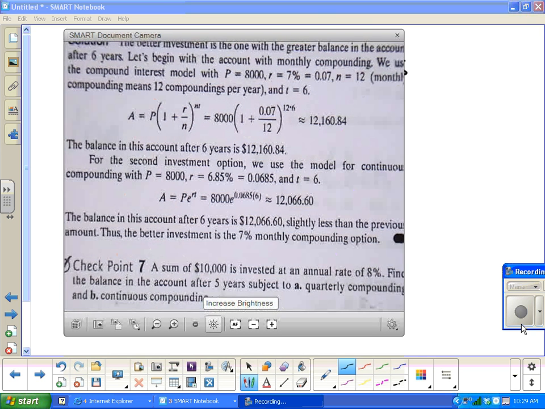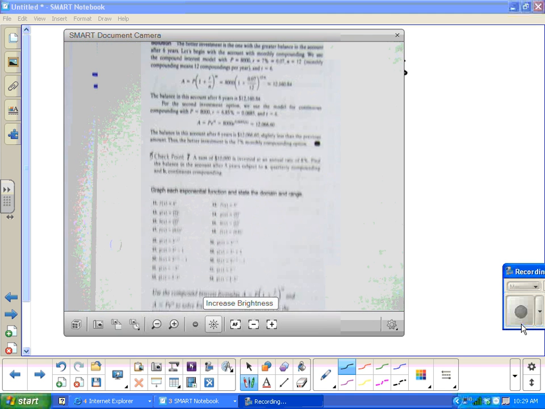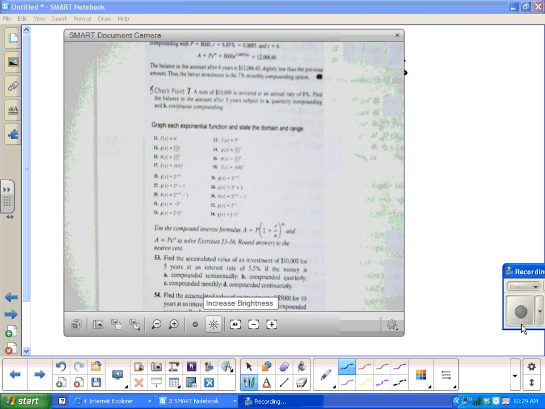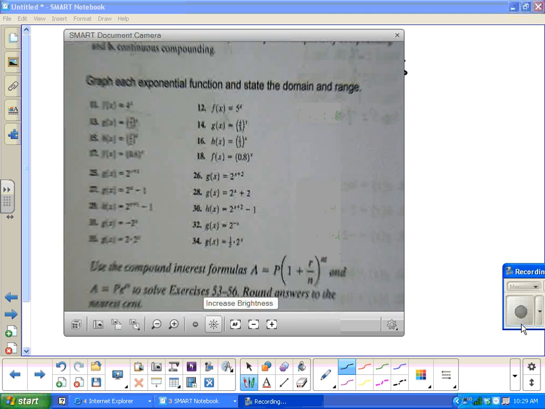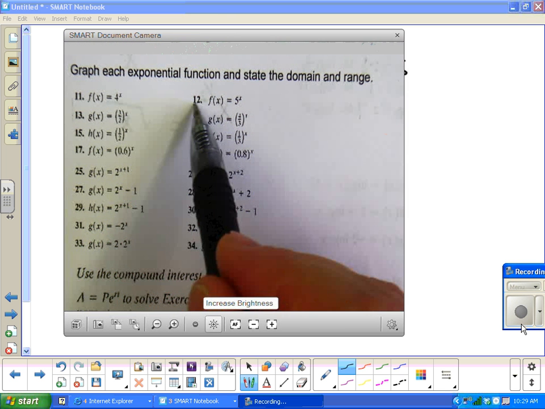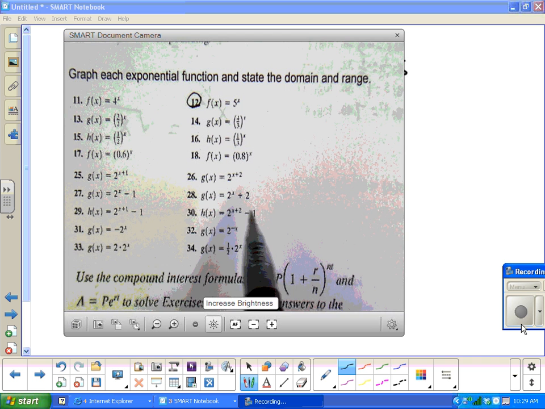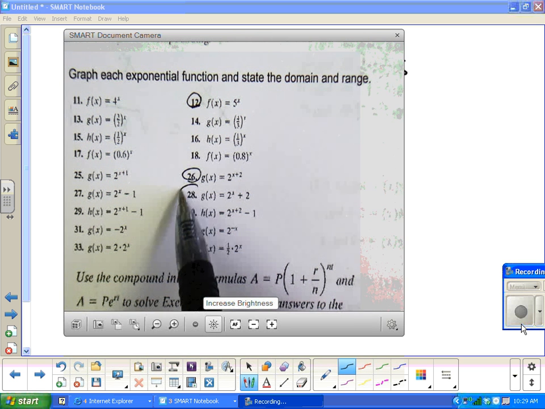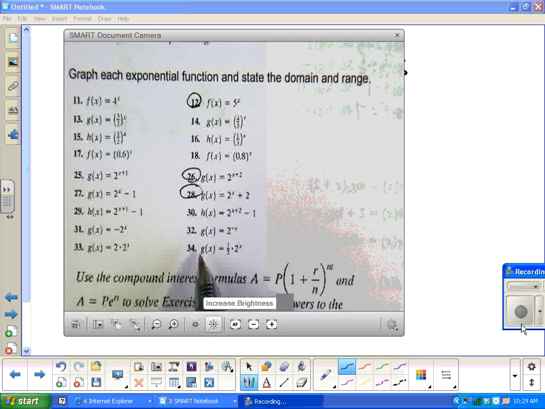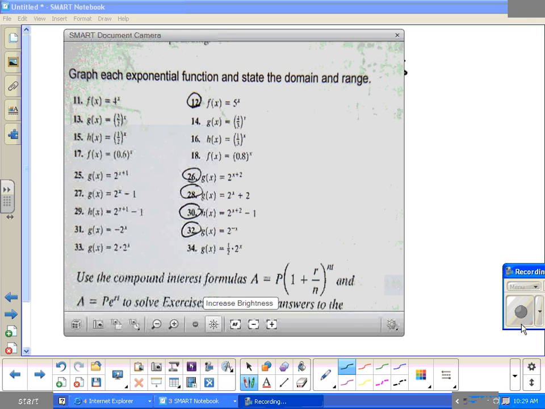The homework here, on the front side, is the exponential functions. I'm going to give you most of these even ones. Go do number 12, 26, 28, 30, 32.